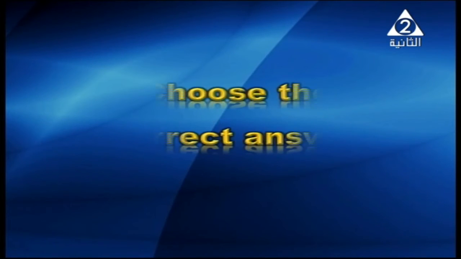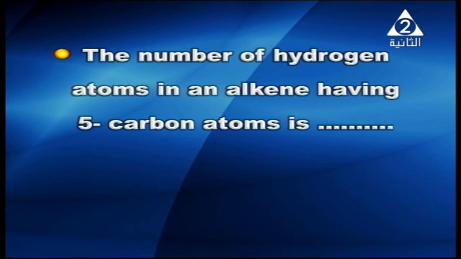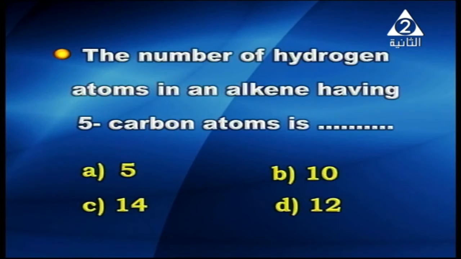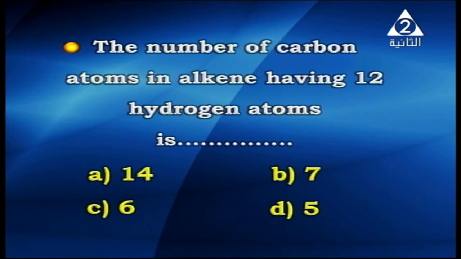Questions. Choose the correct answer. The number of hydrogen atoms in an alkene having 5 carbon atoms is what? 5, 10, 14, or 12? If you think about it, yes, it will be 10. The number of carbon atoms in an alkene having 12 hydrogen atoms is what? Is it 14, 7, 6, or 5? If you think about it, it will be 6.